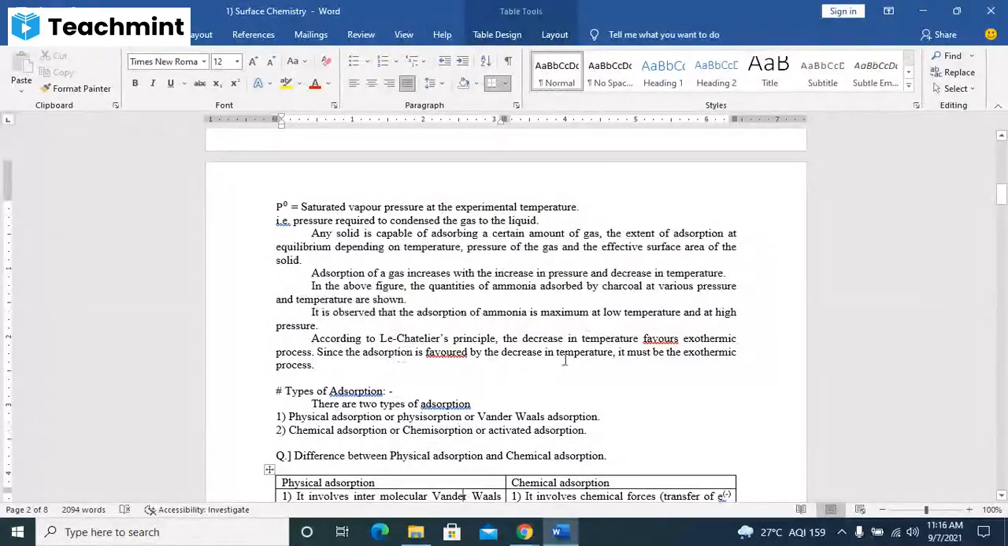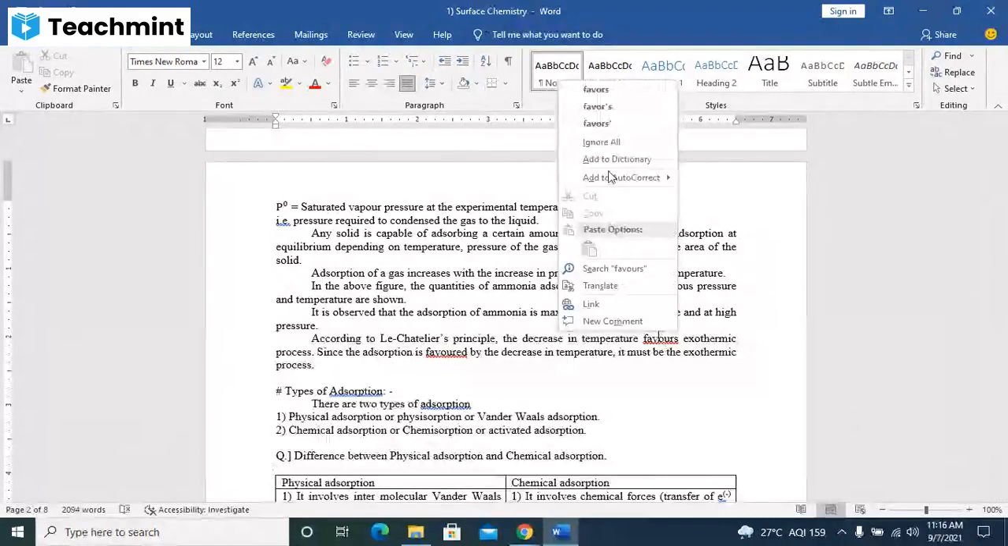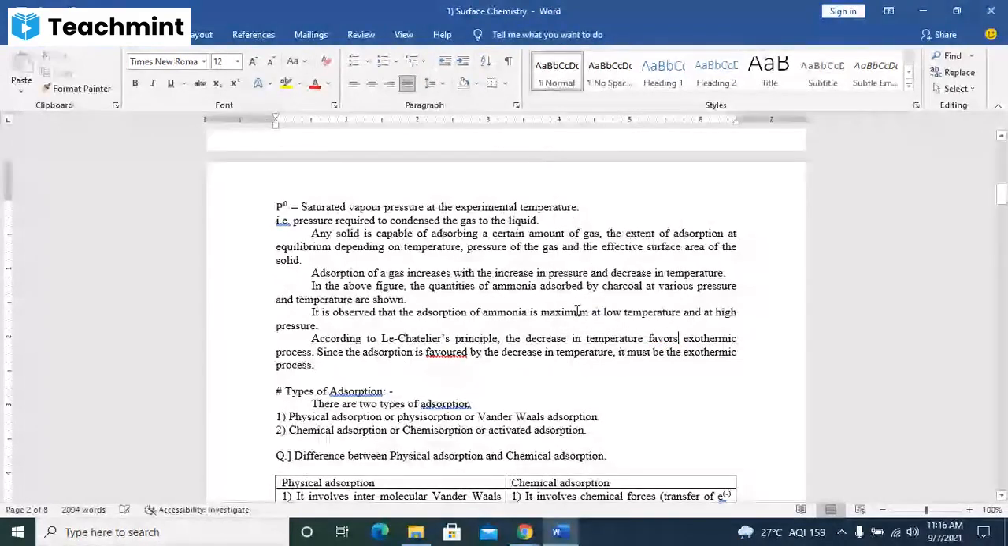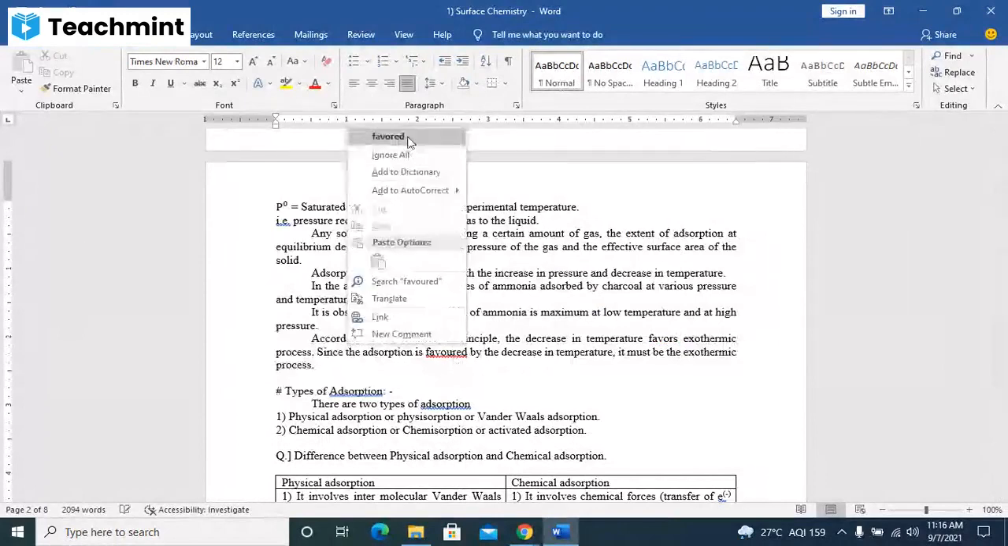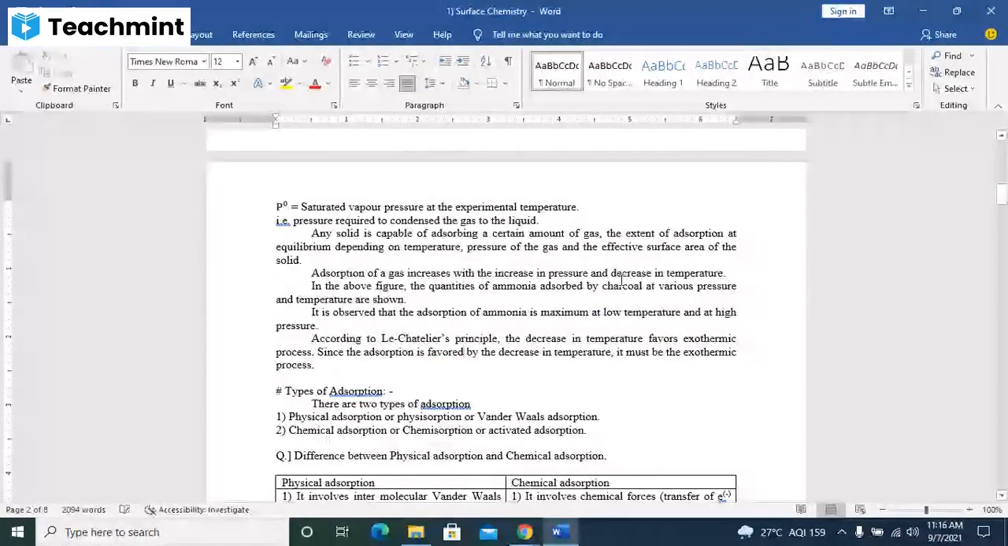According to Le Chatelier's principle, the decrease in the temperature favors exothermic process. Okay, since the adsorption is favored by decrease in temperature, it must be an exothermic process. आपको MCQ के लिए ये भी आएगा.